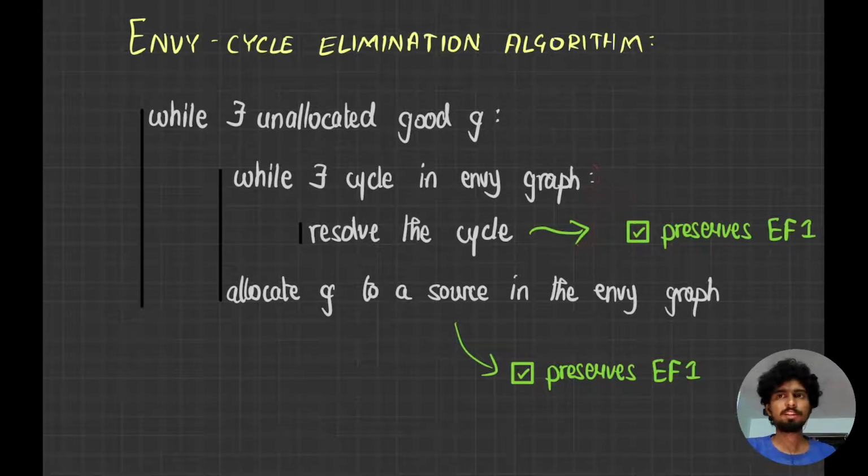It turns out you only need to do this polynomially many times, because every time you resolve a cycle, the number of envy edges present in the graph strictly goes down by at least 1. So you only do this polynomially many times, and you'll only need to add new items polynomially many times. So this algorithm runs quickly and gives you a fair allocation of goods.